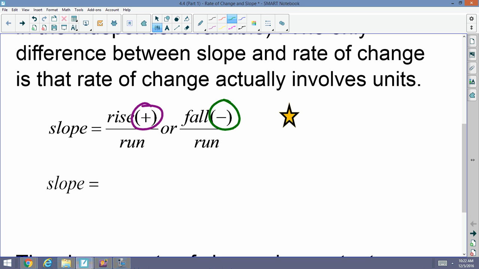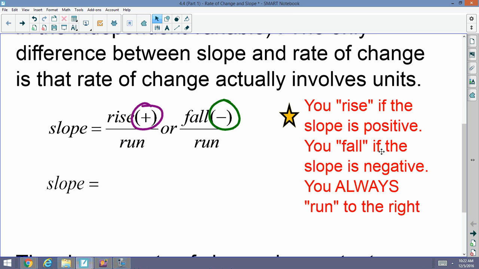Now, when we're graphing this later on, remember to always run to the right. You rise if the slope is positive. You fall or go down if the slope is negative. But you always run to the right. You always run to the right. And this is going to become very significant when we're graphing equations using this slope-intercept method.